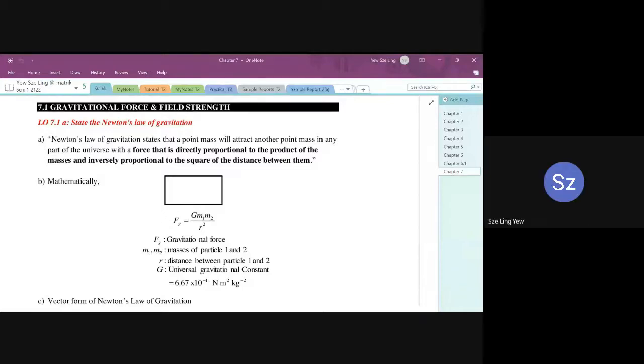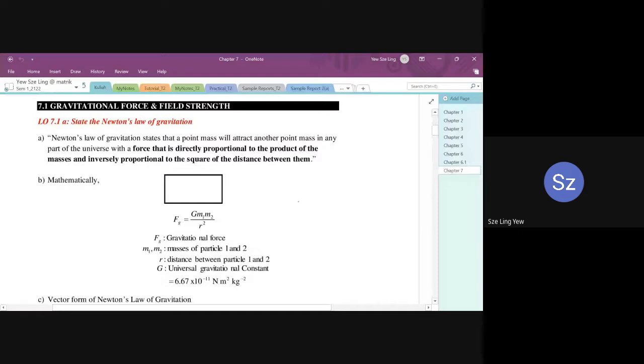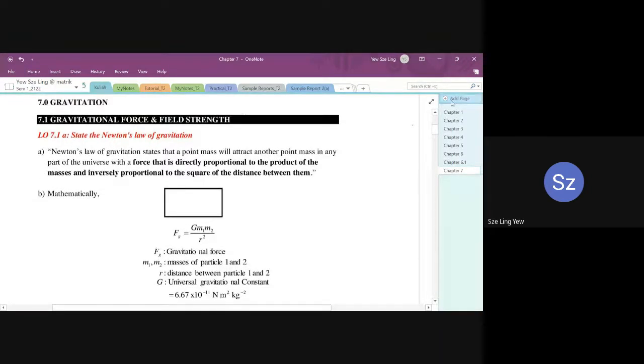Okay, so let us begin with chapter 7. We'll try to finish it today because chapter 7 is, I wouldn't say, a long topic. According to the planner, you should finish it within 1 hour. All right, so chapter 7, gravitation.